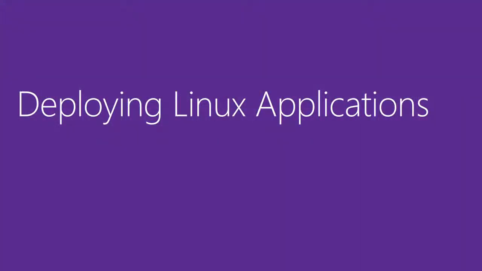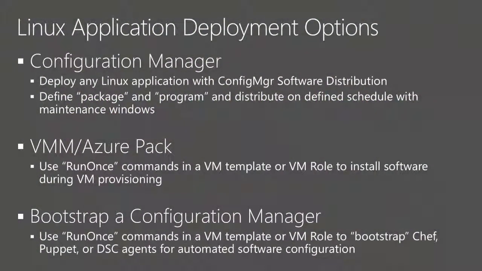And then deploying Linux applications. I get this question a lot: I have this big System Center suite of products. I want to use it to deploy my Linux applications. I want it to feed into the same reporting that I have. How do I go about doing that? And the two products you're going to be using for that are going to be Configuration Manager and Virtual Machine Manager / Azure Pack. And Configuration Manager allows you, once again, to schedule kind of software distributions.